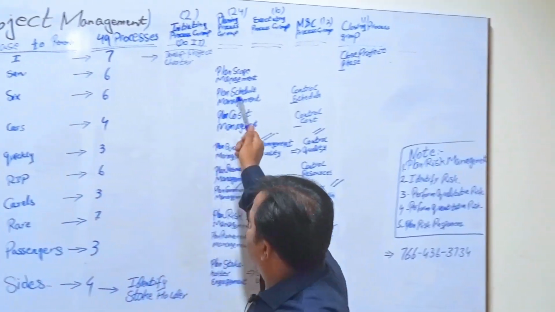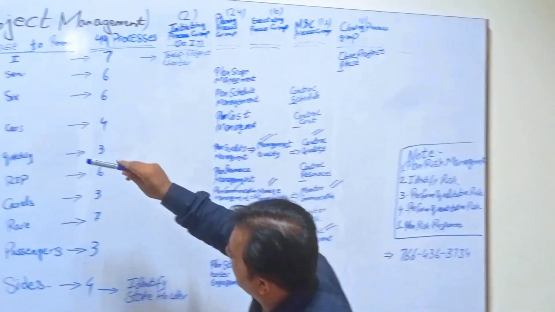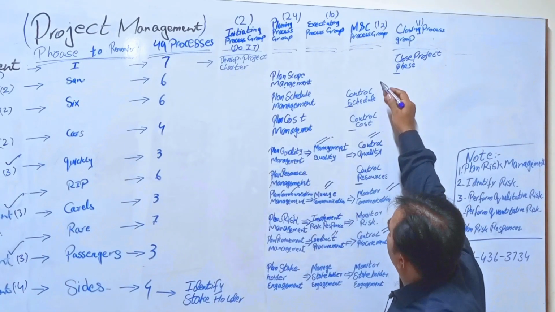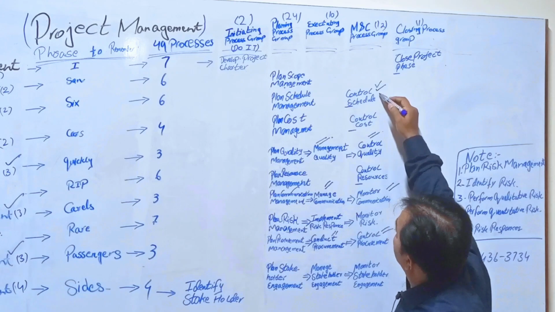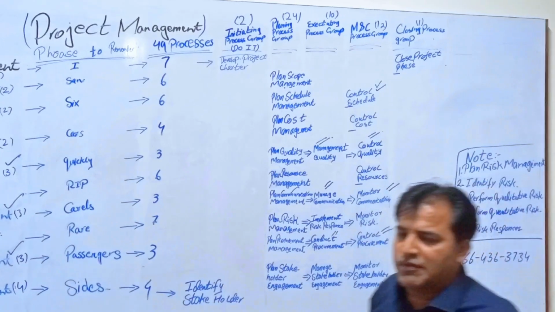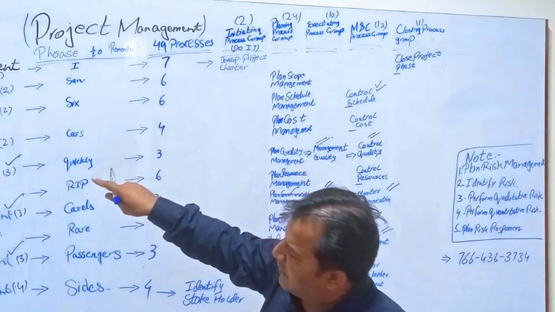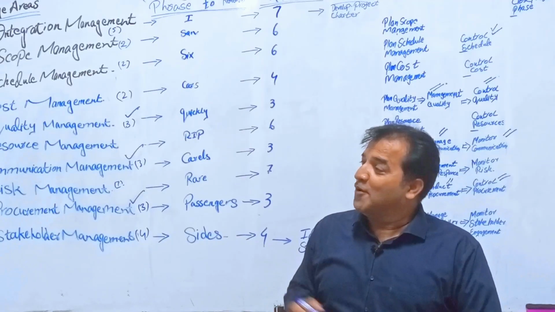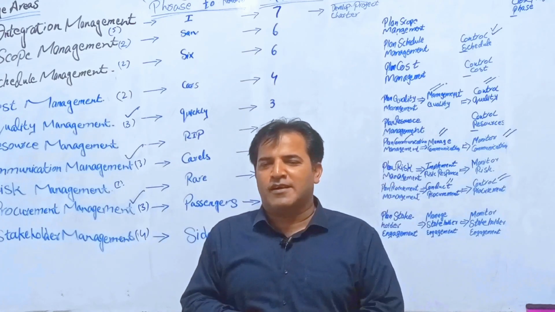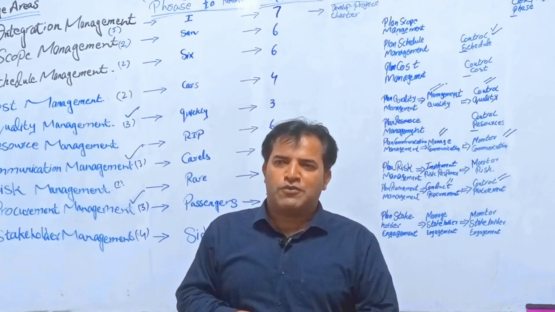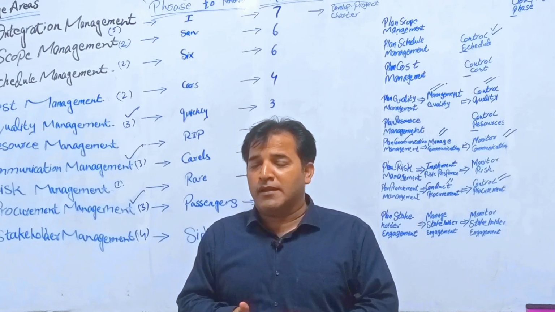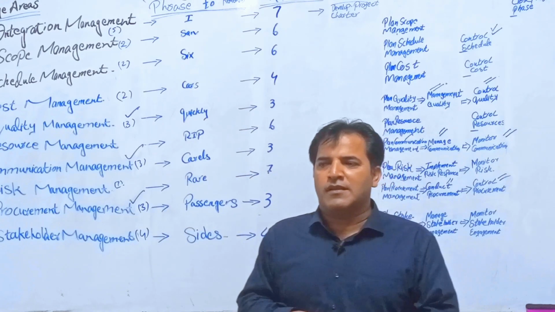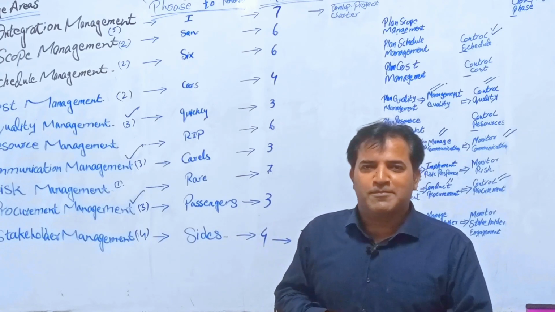One is the same one, plan schedule management. The other one is control schedule. So these are the two processes in project schedule management. Today we discussed 29 processes and tried to adjust them in a simple way, and the remaining 20 processes will be adjusted in the next part. Thank you.